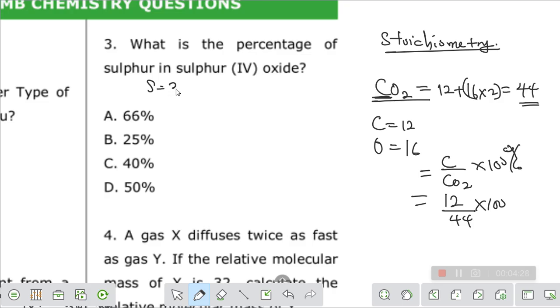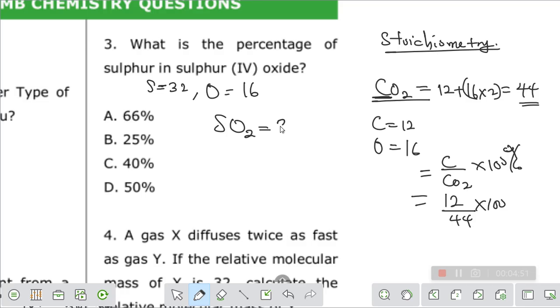You already know they did not give us the molar mass. The molar mass of sulfur is 32. The molar mass of oxygen is 16, right? So they now say we should find the total molar mass of sulfur oxide. So what is sulfur oxide? Is it SO3 or SO2? So this is another thing. Is this SO2 or SO3? The answer is SO2. So sulfur oxide is SO2.